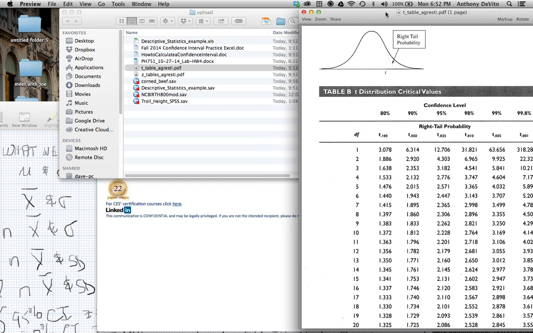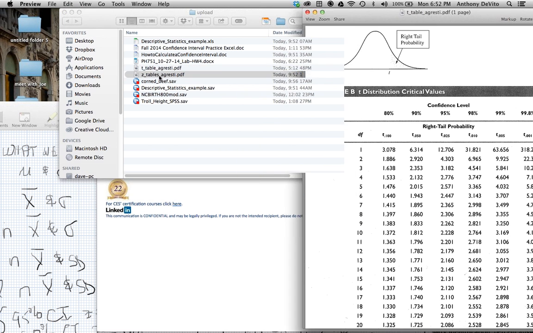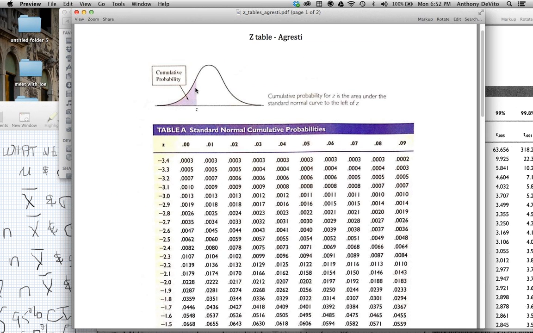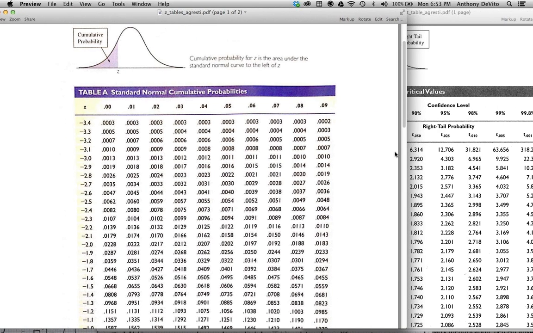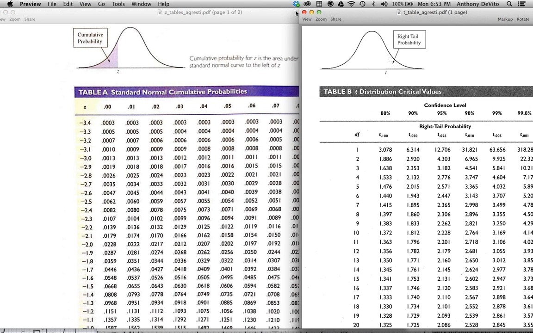Here's what the z-table looks like. The z-table gives you specific areas under the curve, under a single distribution, that you need to predict the probability that you get an outcome bigger or smaller than something. The z-table just summarizes that.